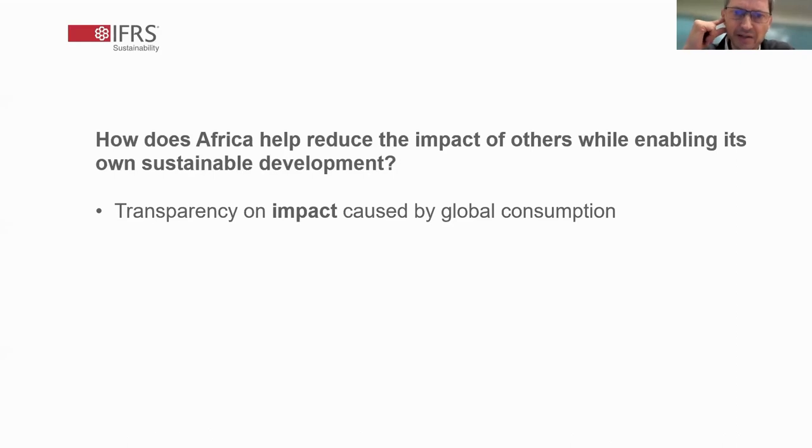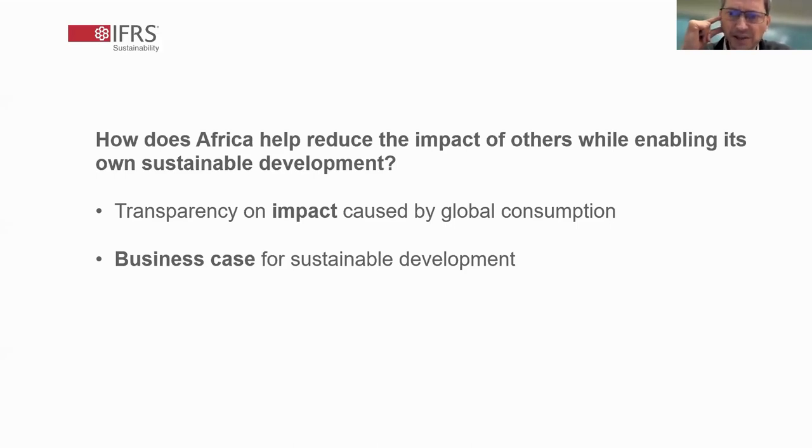So I think there are three issues where sustainability reporting is relevant in this context. The first is the need for greater transparency of impact. To the extent that there is global consumption, global economic growth creates impact, whether that's on climate or on natural resources or on social resources, there needs to be transparency in how that impact is felt. That impact is felt particularly strongly in Africa. The ability to adapt to the likely impacts of climate change and so on is lowest in Africa, but also Africa is at greatest risk as well. So understanding those impacts and in some way helping to mitigate them.